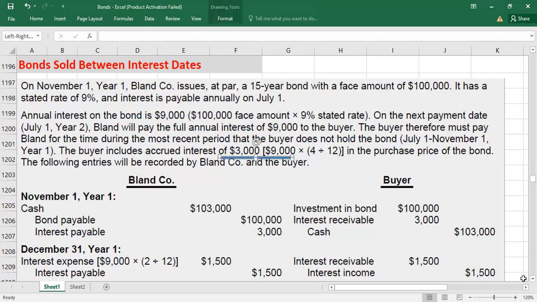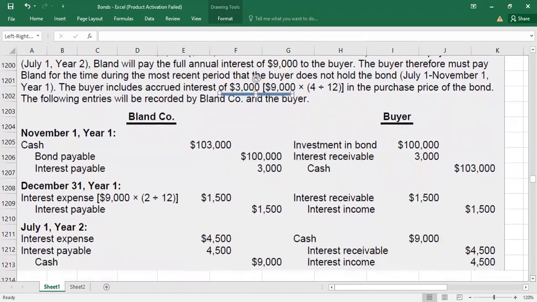Now the question is how we will pass the entries. Here we go. First of all, on November 1, year 1, we have Bland Company, which is the borrower. It will receive the cash because bonds are issued at face value, which is $100,000, plus the borrower will also receive interest for the 4 months in which the buyer does not hold the bonds, which is the $3,000 you have calculated here.